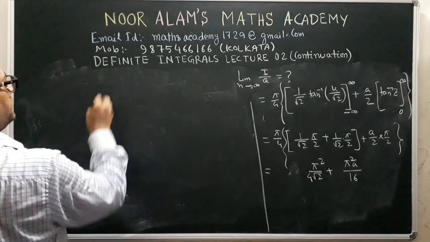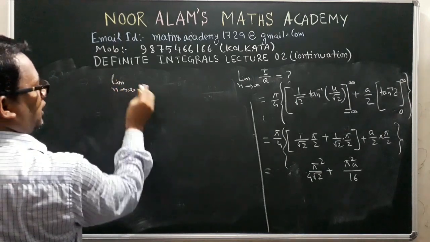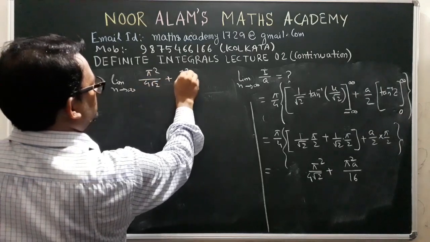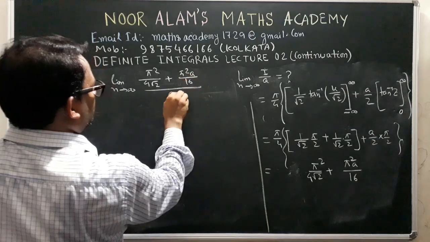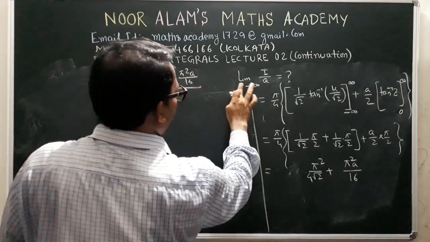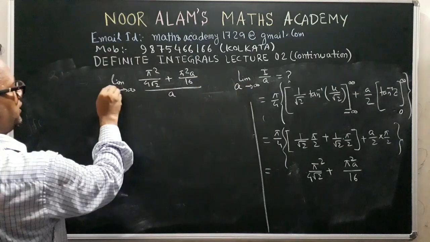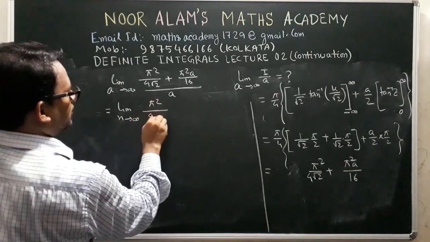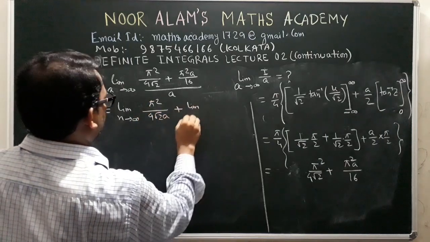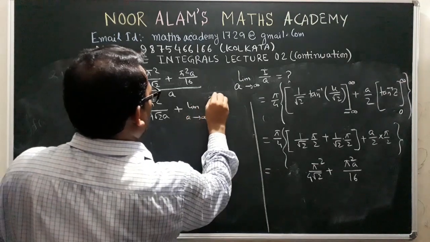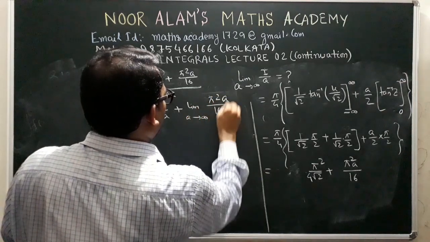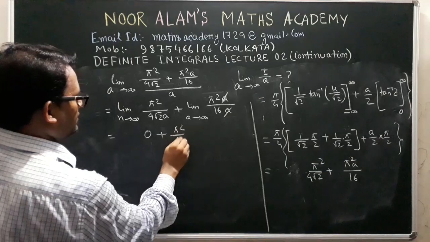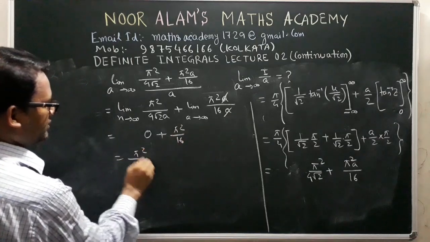So now the value of this limit, I value is pi square by 4 root 2 plus pi square a by 16, whole divided by a, and we have to take a tends to infinity, not n, it will be a tends to infinity. So we have pi square by 4 root 2a plus limit a tends to infinity pi square a by 16 into a. Here if we put a equal to infinity, we get 0. From here we have pi square by 16. So ultimately the answer is pi square by 16.